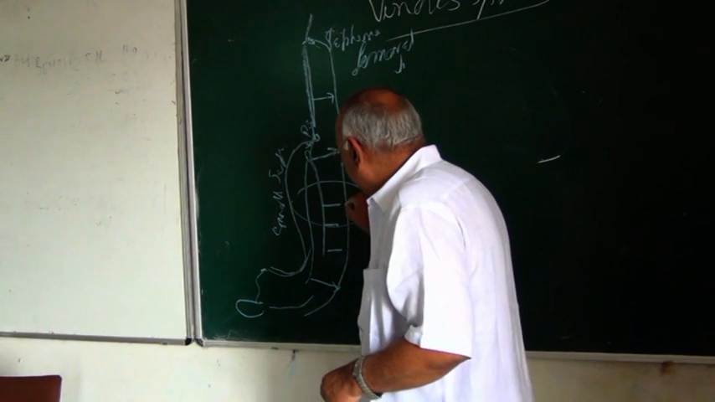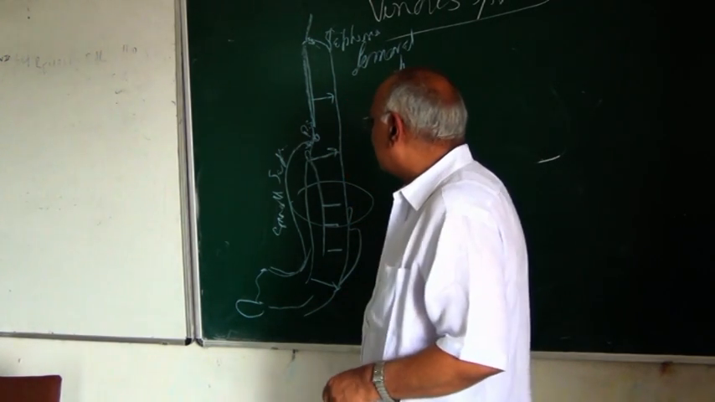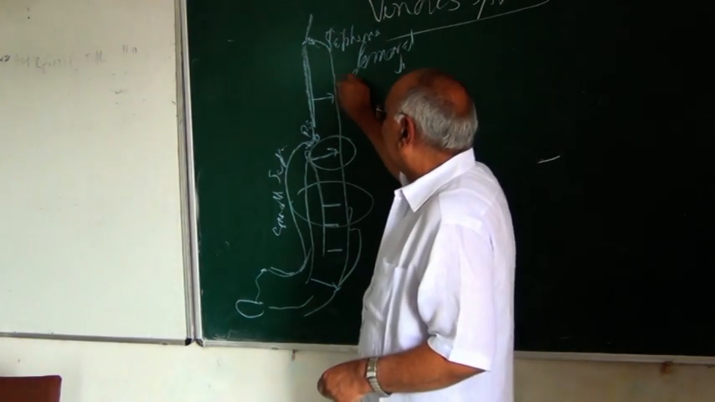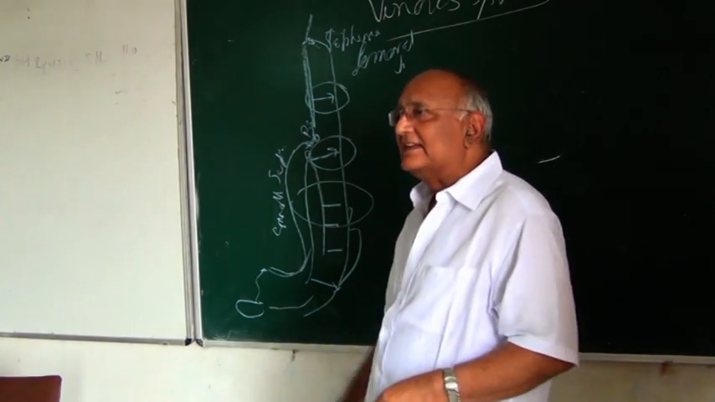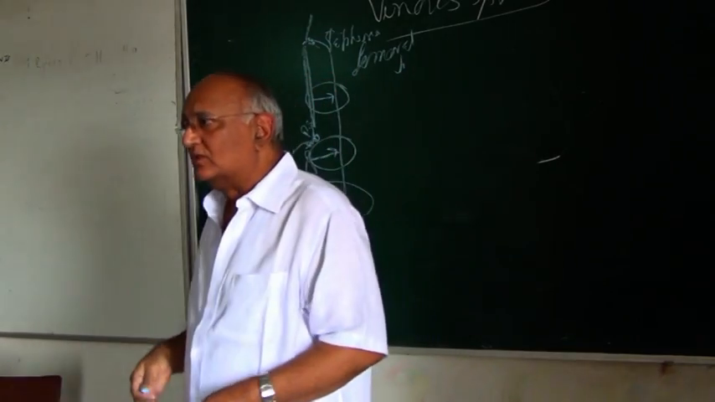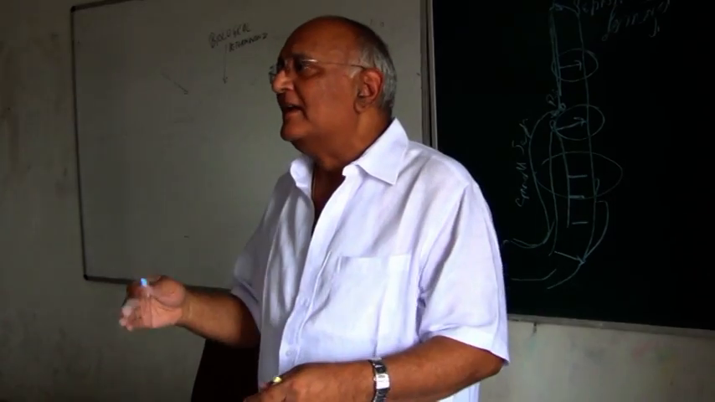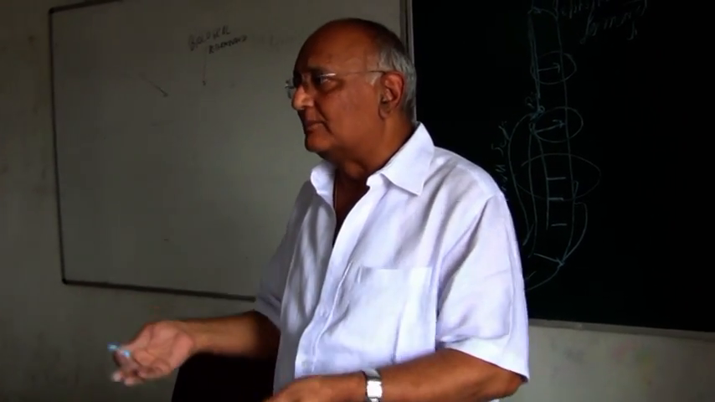These are called Cockett's perforators, of Mr. Cockett. This is called the Boyd perforator. The perforator in the Hunterian canal, in the region of the sartorius, on the medial side of the thigh, is called after John Hunter, the Hunterian perforator.